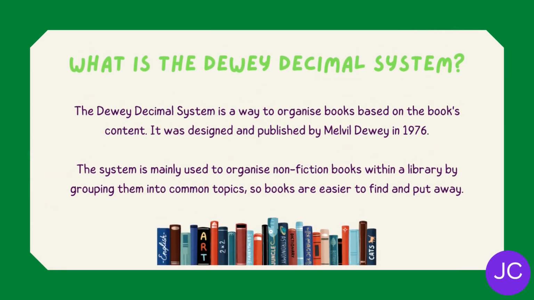The Dewey Decimal System is a way to organize books based on the book's content. It was designed and published by Melville Dewey in 1976. The system is mainly used to organize nonfiction books within a library by grouping them into common topics, so books are easier to find and put away.